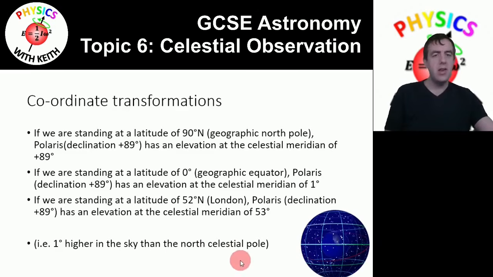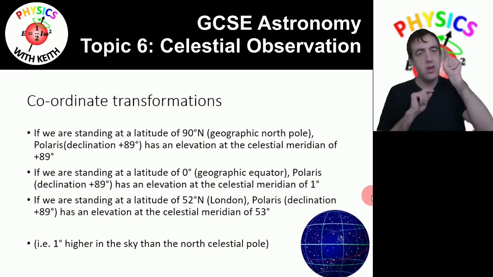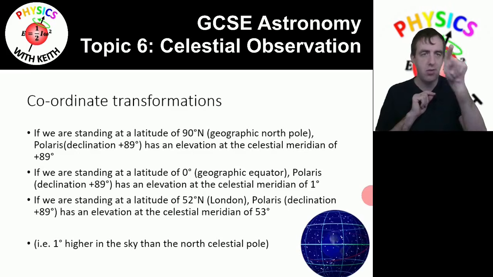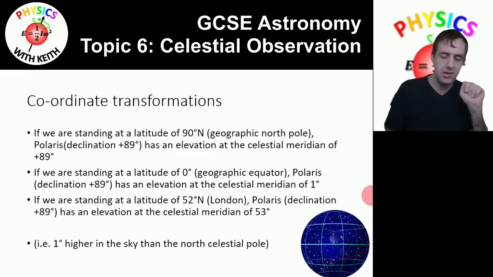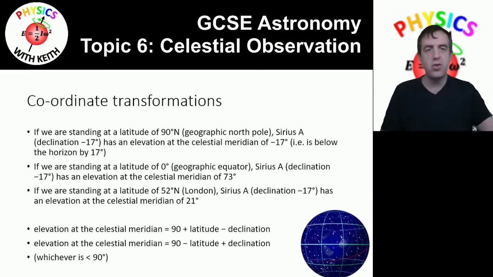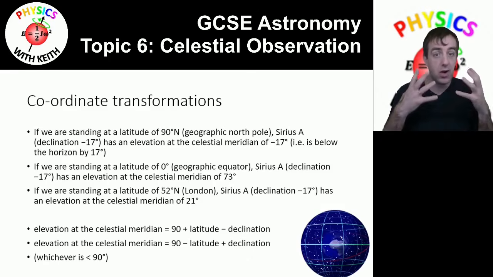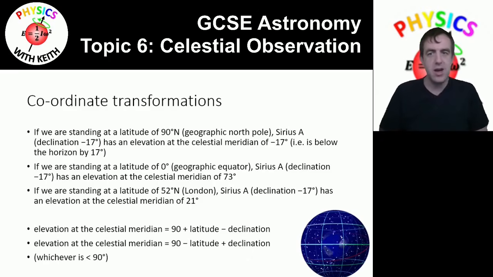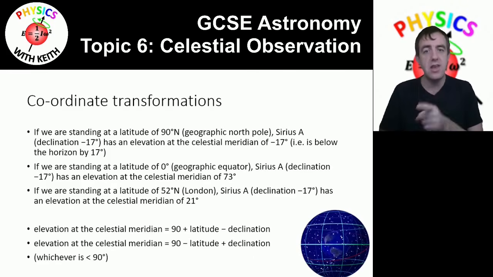And the key thing here is, when I'm standing in London, or anywhere in the Northern Hemisphere, and I look at the North Celestial Pole, Polaris, which is going to be moving around it throughout the day, will be a degree higher, or a degree lower, but a degree higher when it's at the highest point. So 2 more examples. Let's just pick 2 more stars. Sirius A, which is the brightest star in the night sky. Let's imagine we're standing on the geographic North Pole. Sirius A has a declination of minus 17 degrees.